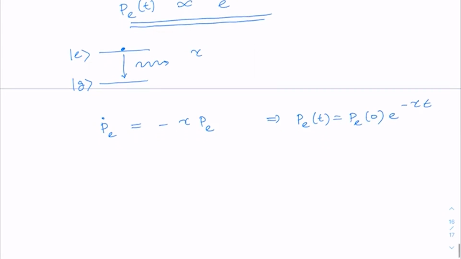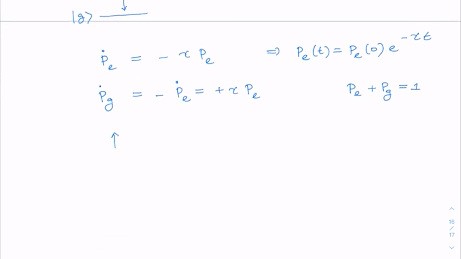On the other hand, we can also get the probability of getting the atom in the ground state. That can be found from this expression, because we know that the probability of getting the atom in the excited state plus the probability of getting the atom in the ground state should be equal to 1. Using this, immediately you will see that this has to be simply equal to minus Pe dot, and therefore it would be simply plus gamma Pe.